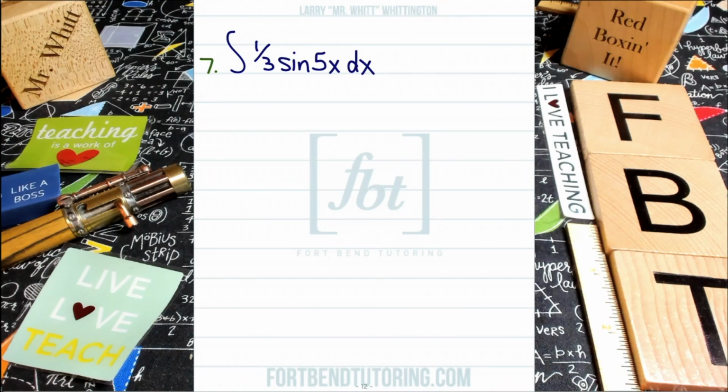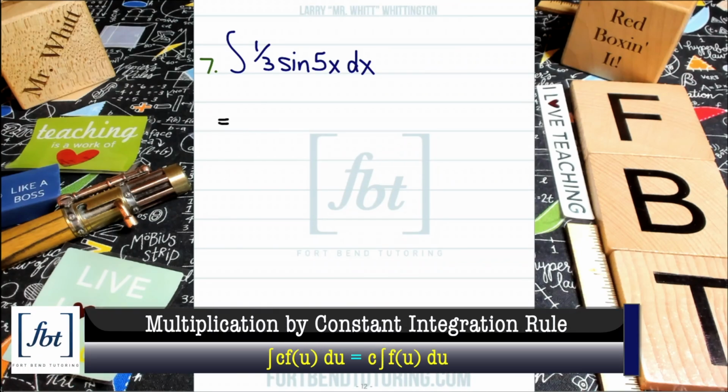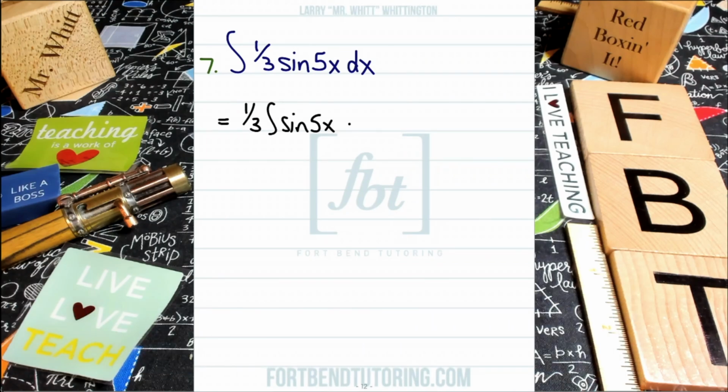I'm going to start out by pulling out this constant using the multiple constant property of integration here. And you'll have 1/3 times the integral of sine of 5x dx. Once rewritten, I want to identify as my variable u 5x. And then taking the derivative of that, I'll have du equals 5 dx.